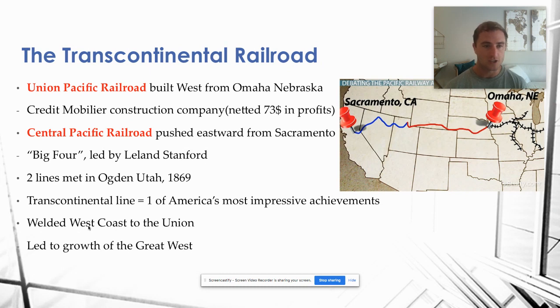From the other side of things, we have the Central Pacific Railroad that's coming out of California, out of Sacramento. It is being financed especially or headed by Leland Stanford, a former California governor, who's a rich businessman. And we see these two lines meet together in Ogden, Utah in 1869. At the time period, this was celebrated as one of America's great achievements, one of the world's great achievements.